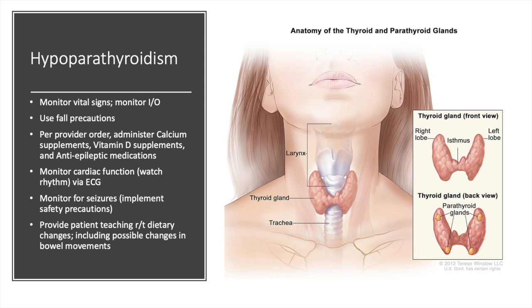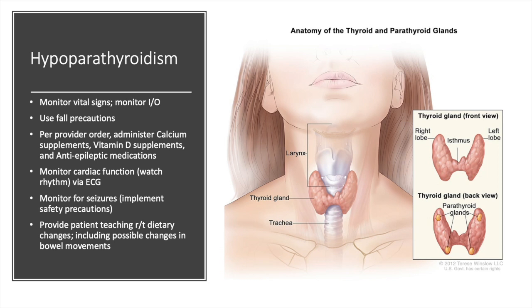When you have not enough PTH, you don't have enough calcium. When you have not enough calcium, the nerves become crazy and excited, which leads to muscle spasms. Technical name for muscle spasms is tetany. They're also at an increased risk for cardiac arrhythmias, seizures, and phosphorus levels that are abnormally high. So, with hypoparathyroidism, hypo means low. Hypoparathyroidism has low PTH levels and low calcium levels.